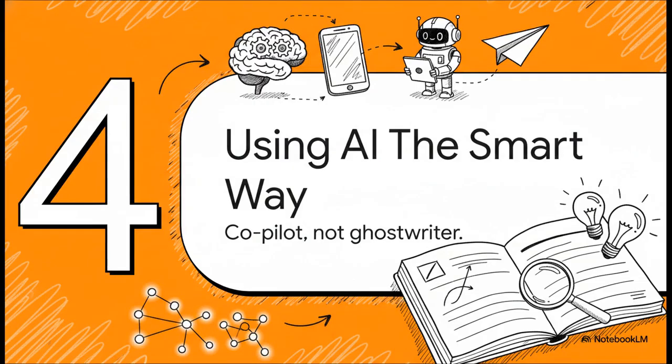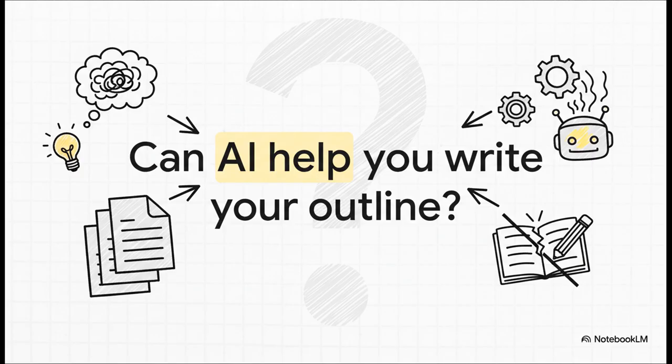Okay, we have to talk about the elephant in the room, AI. It's an incredibly powerful tool, for sure, but the trick is using it the smart way. You have to always remember this. AI is your co-pilot, not your ghostwriter. So, the big question, can AI actually help you write your outline? The short answer is yes, absolutely. But how you use it makes all the difference in the world. It's the line between having a helpful tutor and, well, academic dishonesty.